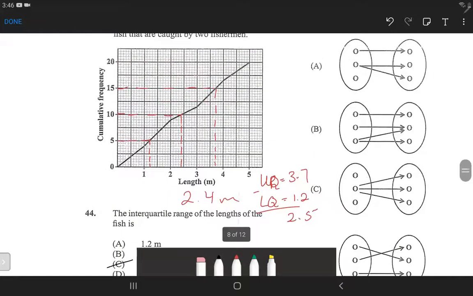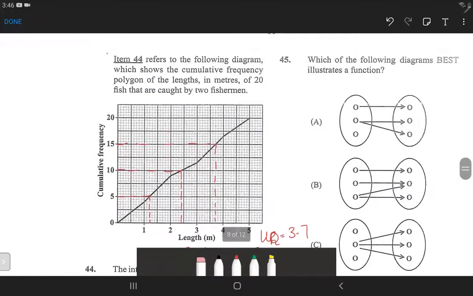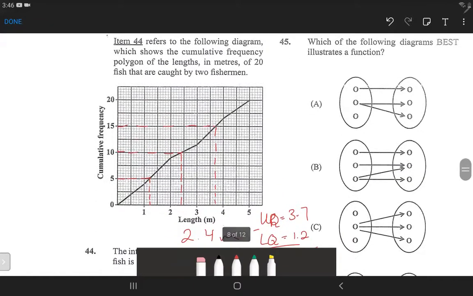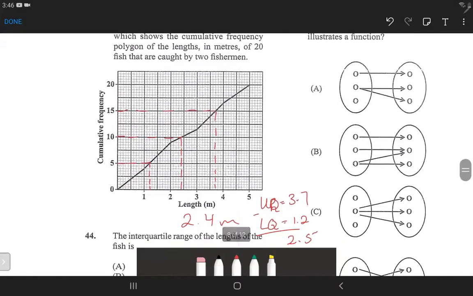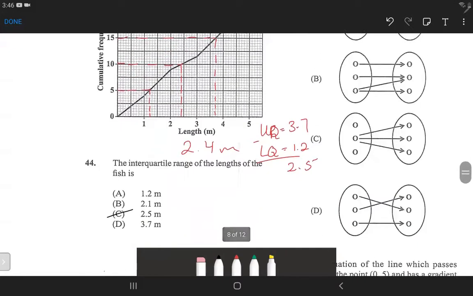All right, item 45. Which of the following diagrams best illustrates a function? Look for the one-to-one one, so that is this one.